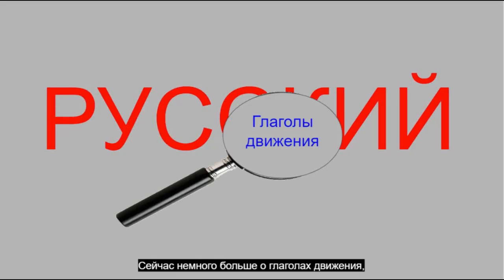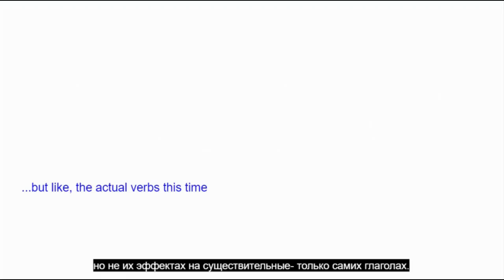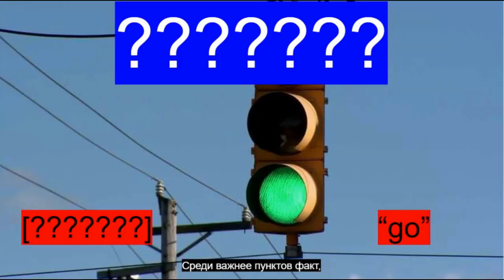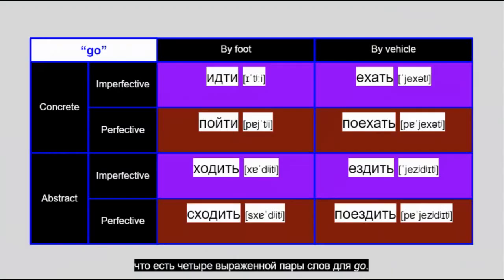Now a bit more about the verbs of motion, but not their effects on nouns, just the verbs themselves. Among the more important points is the fact that there are 4 distinct word pairs for go.